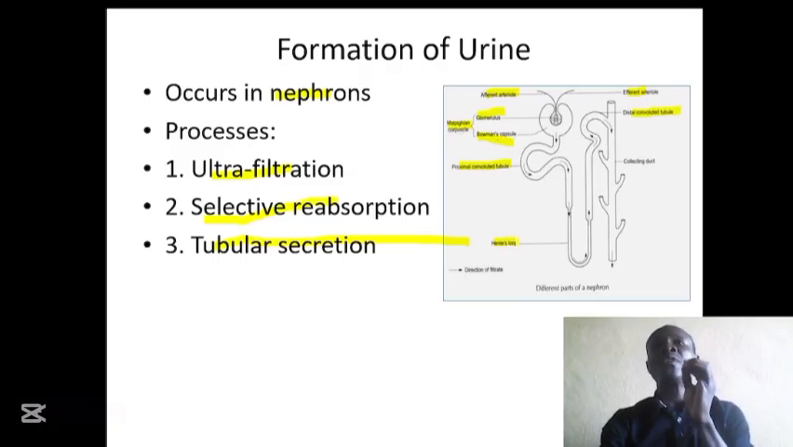So even if you are writing it in a sentence, you have to capitalize it. And also Bowman's capsule. Bowman is the name of somebody. So if you are going to name this capsule in relation to somebody, you have to name it as Bowman's capsule. That's why they have an apostrophe. And I said the Bowman's capsule and Henle's loop, if you are going to write them in a sentence, you have to capitalize them.